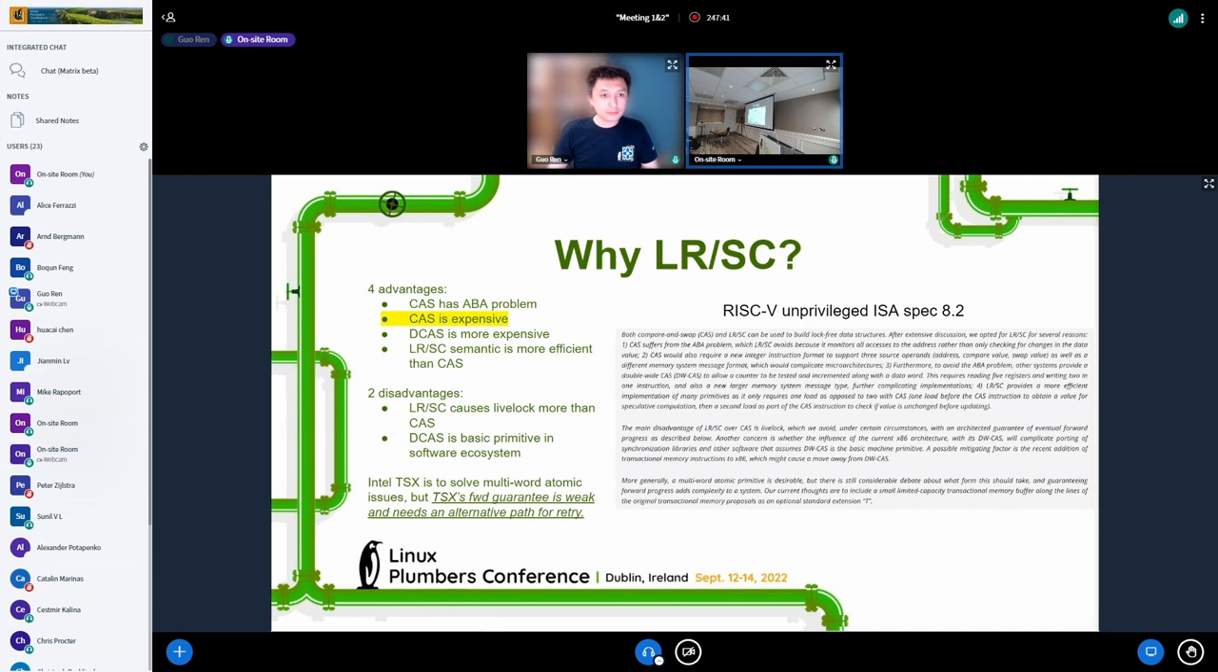I would disagree with the line that CAS is expensive. That is entirely an implementation detail. On other architectures, it is significantly cheaper than load link store conditional for many common operations. Especially if all we're doing is CAS with load link store conditional anyway, right? It's not any cheaper, it's the same thing.